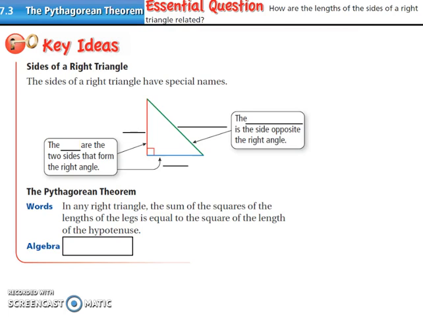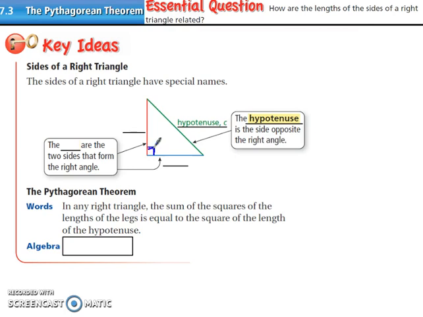Our key ideas for today. The first is that the sides of a right triangle have special names. For example, here is our 90-degree angle in the right triangle. There will always be a 90-degree angle. Across from that side is what we call the hypotenuse, and we usually refer to it as C. Hypotenuse is the side opposite the right angle. So notice this green side has no connection to that 90-degree angle.